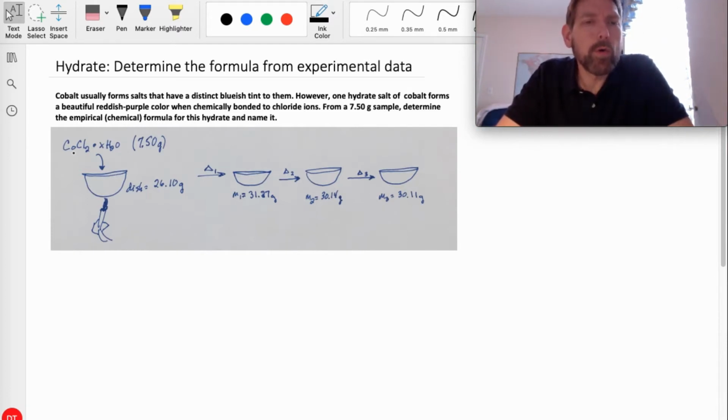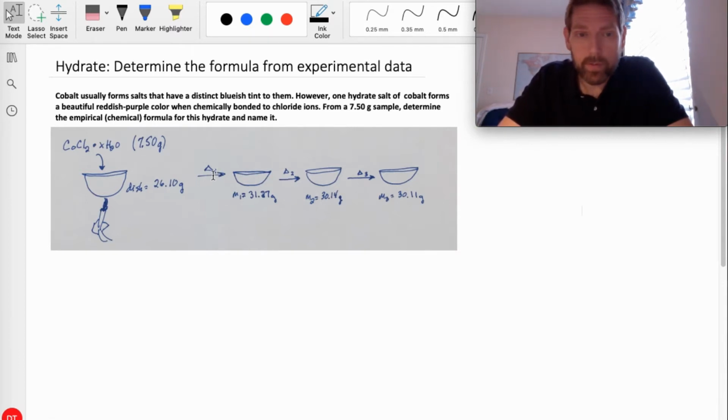So we've got cobalt chloride, and so look up the formula, and so we see cobalt. Basically, this is cobalt 2 chloride, right? Because cobalt being a transition metal, right? Cobalt 2 chloride, and some moles of water. We have a 7.5 gram sample. We know our dish is a little over 26 grams. So remember, the triangle, delta, means heat, so heat has been added. So it looks like there was one heating, then a second heating, and then a third heating.